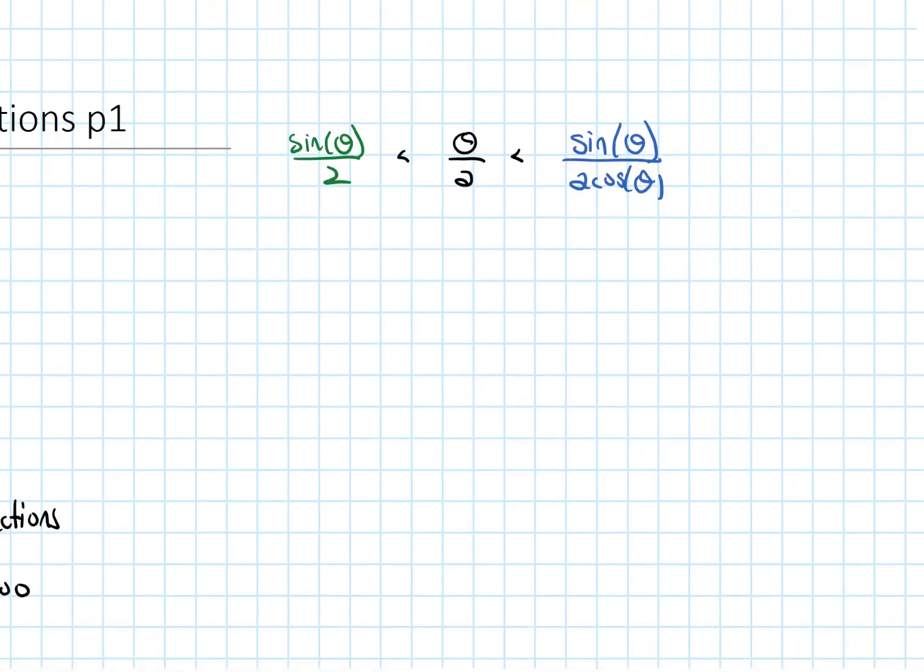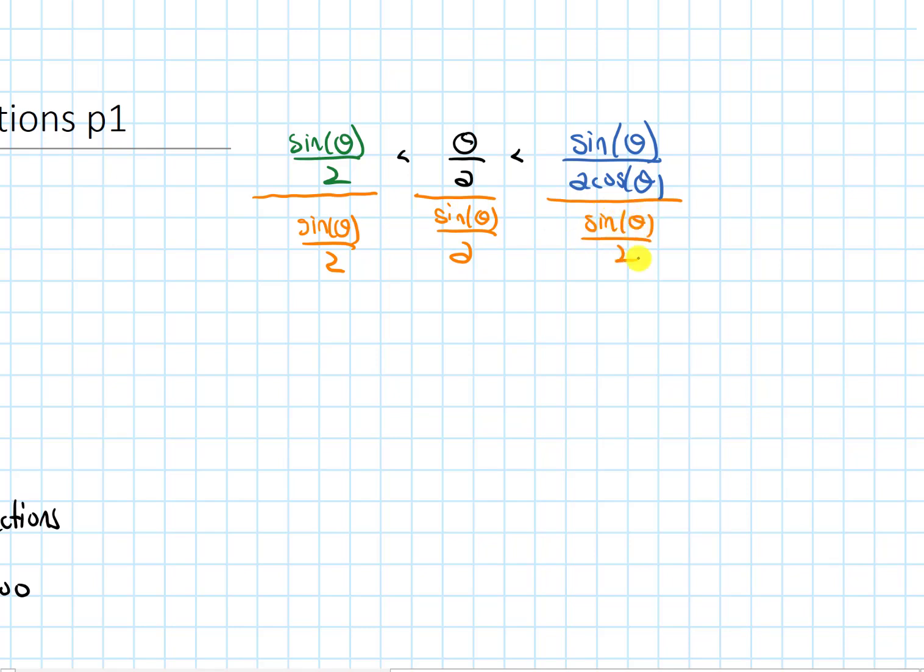All right, so I've just copied down my chain of inequalities, and I'm going to divide everything by sine of theta over 2. Dividing everything by sine of theta over 2 won't flip the inequalities because sine of theta over 2 is going to be positive.